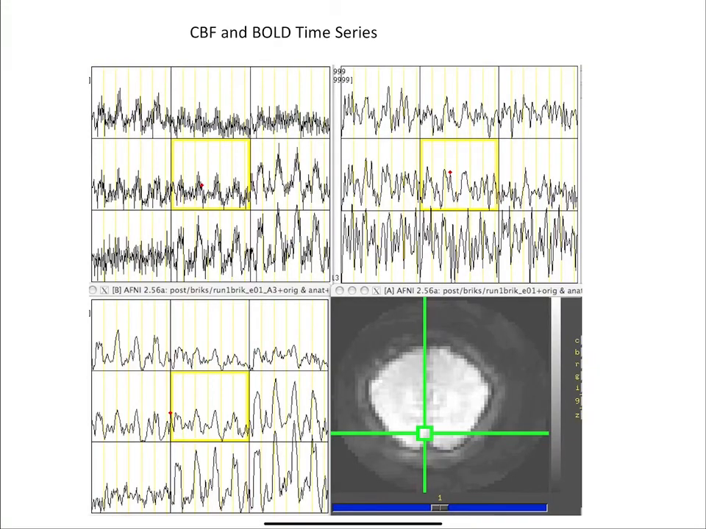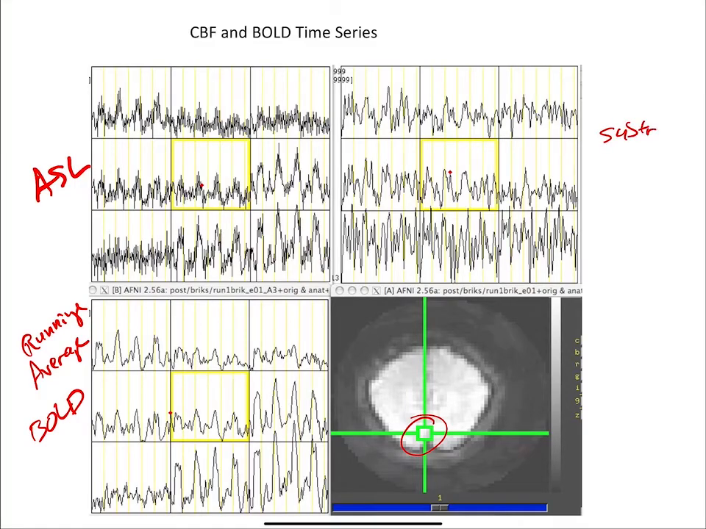Okay, so this is what it looks like. This is from a voxel here in visual cortex. This is the ASL time series. Now the really cool thing is if I do a running average, I get BOLD. And this is the subtraction, and I get CBF.